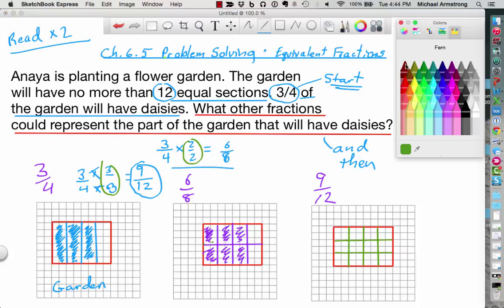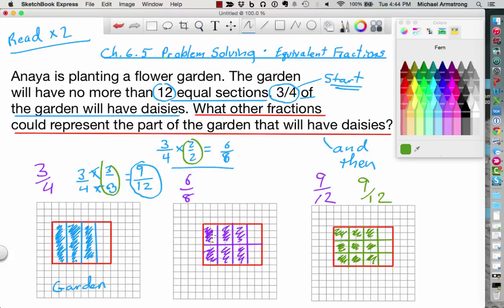There you go. And then you do the same thing, color it in. And you can see what we got. There's 1, 2, 3, 4, 5, 6, 7, 8, 9. There's 9/12 right here. 9/12. All right, so what other fractions could represent part of the garden that will have daisies? Now we could do it more than just these 3, but these are the nice examples.